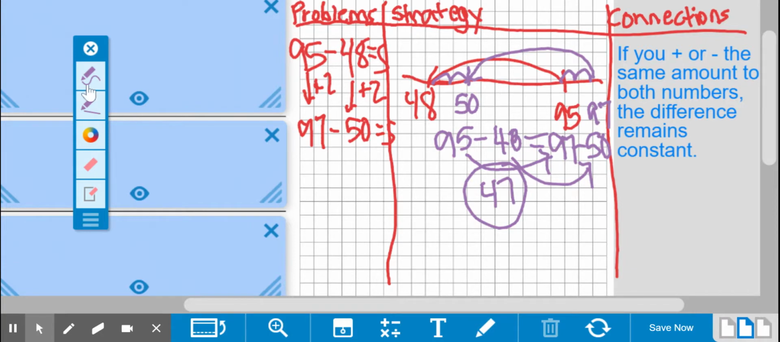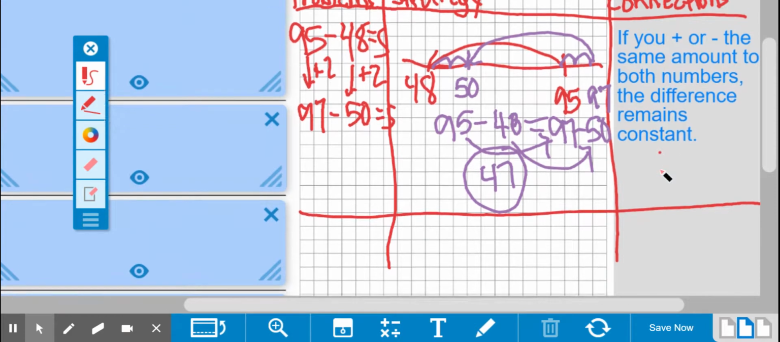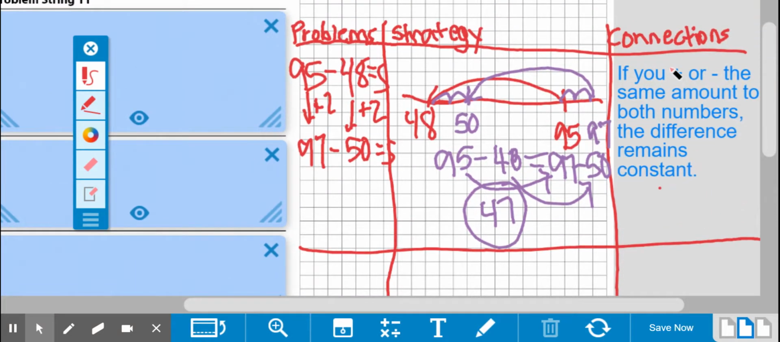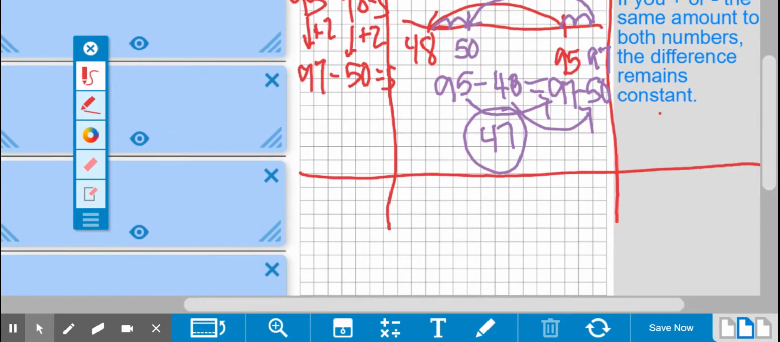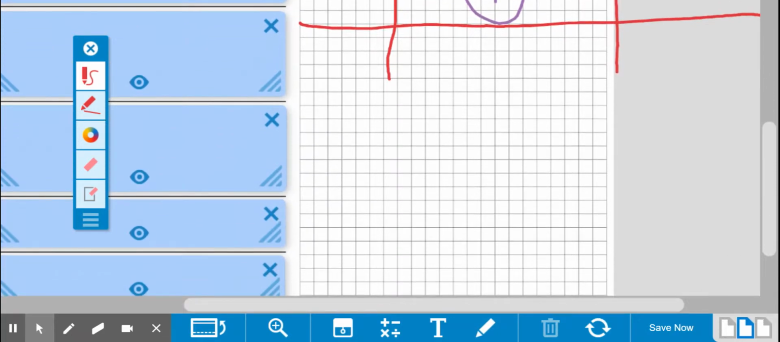So if you add or subtract the same amount to both numbers, the difference remains constant. All right, so that's where we are. Okay, so let me go back to my red, put a line underneath, and let's see if it's going to work for the next problem, okay? Here's the next problem. If you need to keep copying this, you can pause the video and do that.